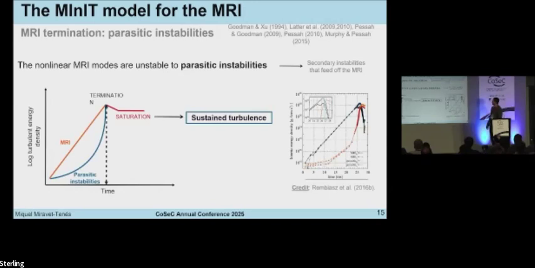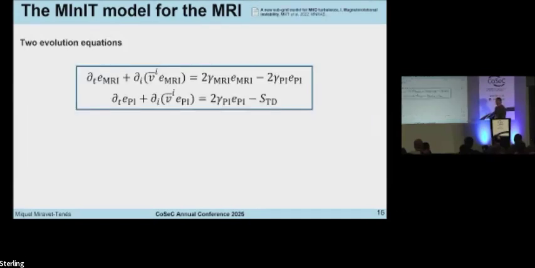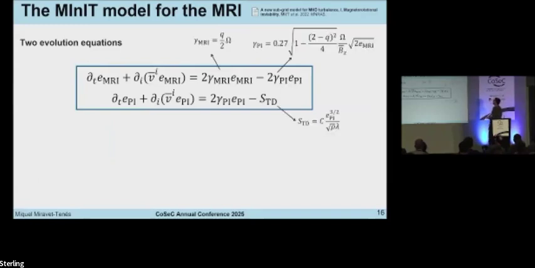And here we have a confirmation of this through numerical simulations. You can see the exponential growth of the MRI and the super exponential growth of the parasitic instabilities. In order to come up with an evolution equation for this turbulent kinetic energy density, we actually need two equations. One for the main instability, the MRI, but also another one for the secondary instability, the parasitic instability, which is responsible for the saturation of the MRI. So here we have several expressions for the different terms.